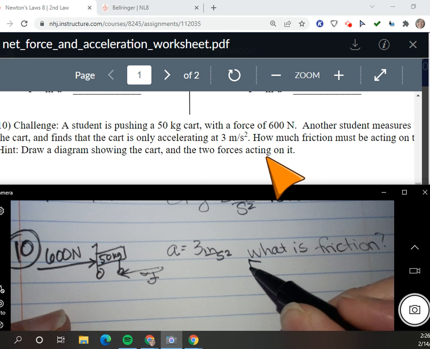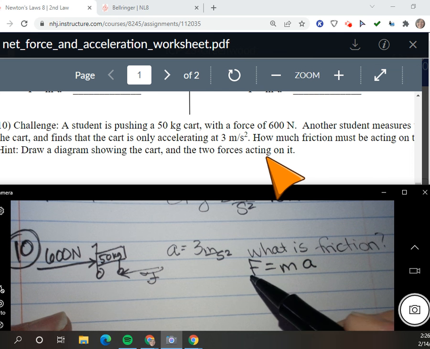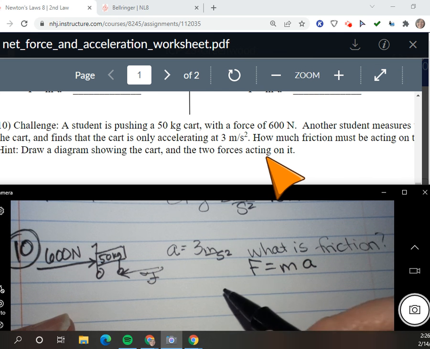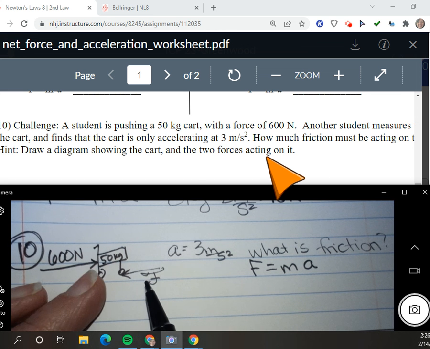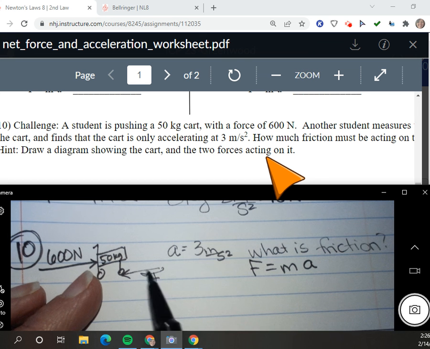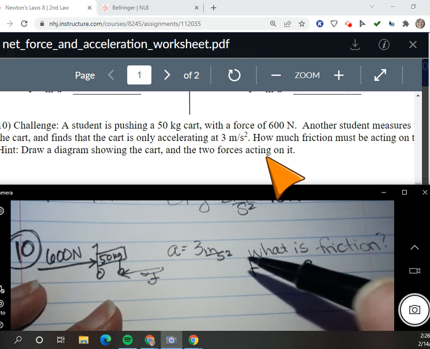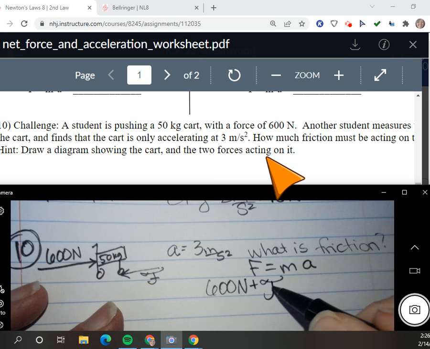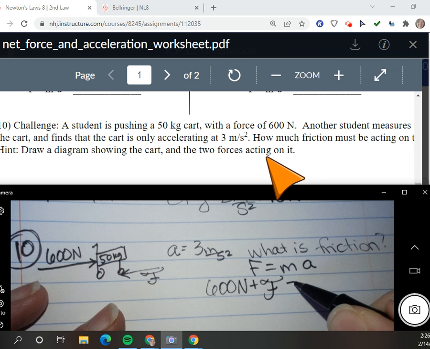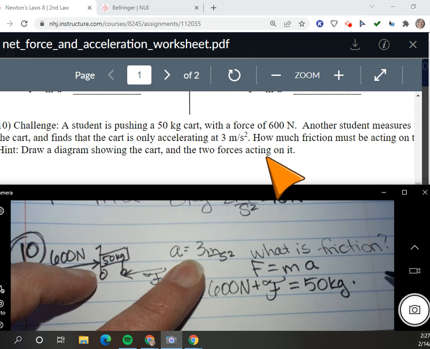If we know that we're using the formula force equals mass times acceleration, my force is the net force. So when I look at the forces I have, I'm going to have 600 newtons plus some negative number. But let's go ahead and assume that we're just doing the sum of forces. 600 newtons plus friction equals our mass, 50 kilograms, times our acceleration.